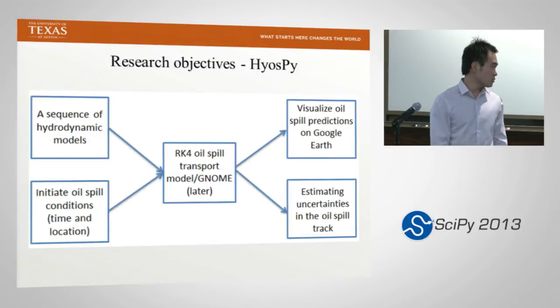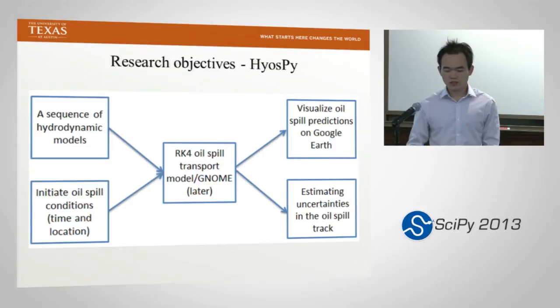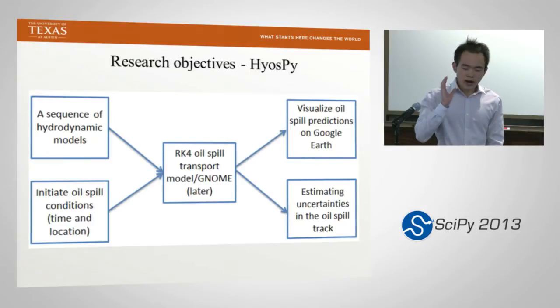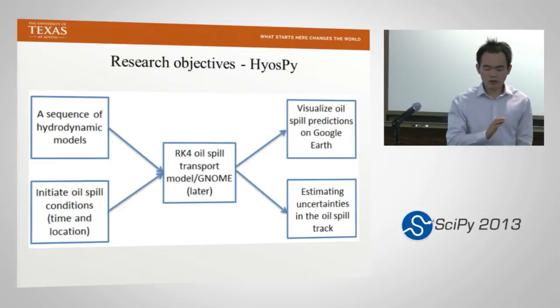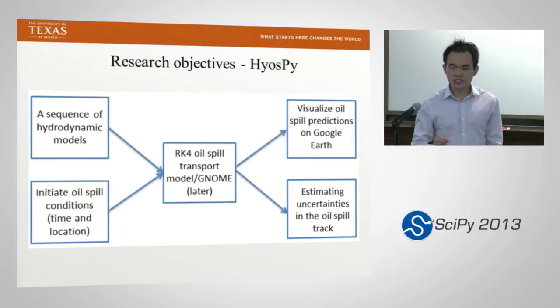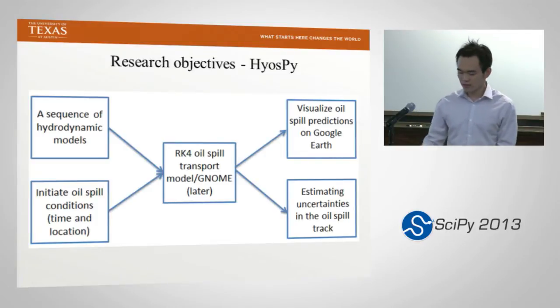So the research objective of our research is to build up a wrapper system like this. We call it HyosPy, which stands for Hydrodynamic OSPU Modeling with Python. Basically, we're going to use Python to develop a sequence of hydrodynamic models, and along with the initial OSPU conditions such as time and locations, we can use the OSPU model to do the simulation, to make the OSPU prediction. Right here, currently, the GNOME, like Dr.